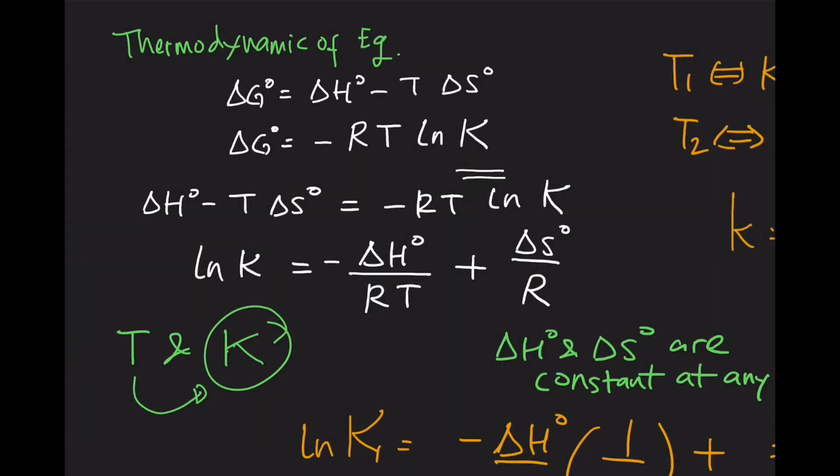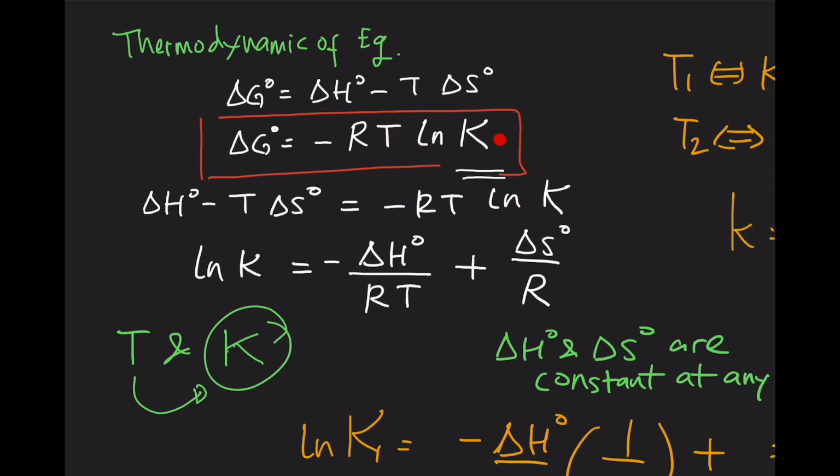Now we will discuss the thermodynamic aspect of the equilibrium. Before, we have been introduced to this term of delta G equal to delta H minus T delta S, where delta G is the Gibbs free energy, delta H is the enthalpy, and delta S is the entropy. Now we have another equation for delta G and K: delta G is equal to minus RT ln K, where K is of course the equilibrium constant, R is the ideal gas constant, which is 8.314 joule over Kelvin mole, and T is temperature in Kelvin.